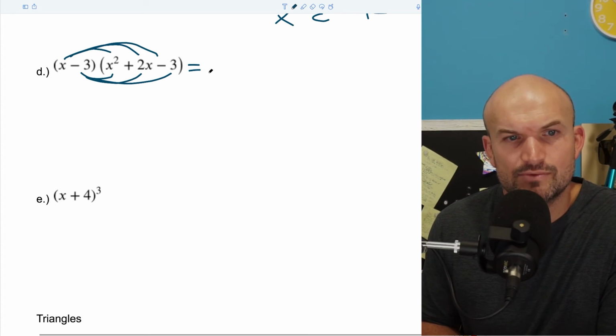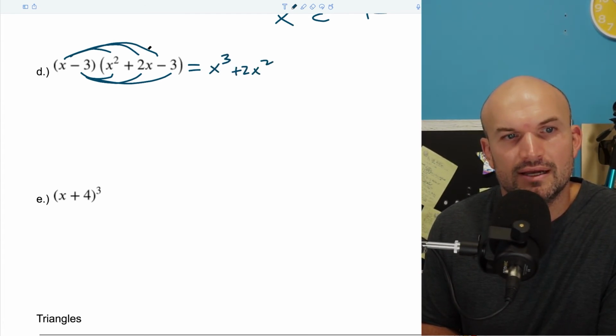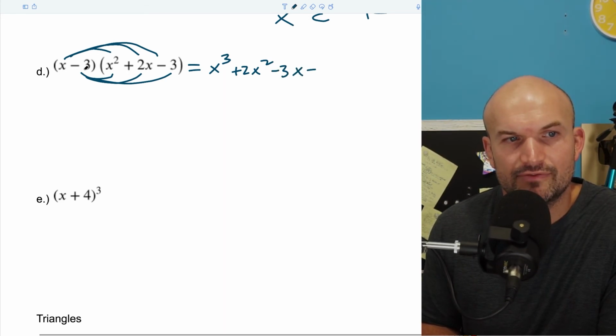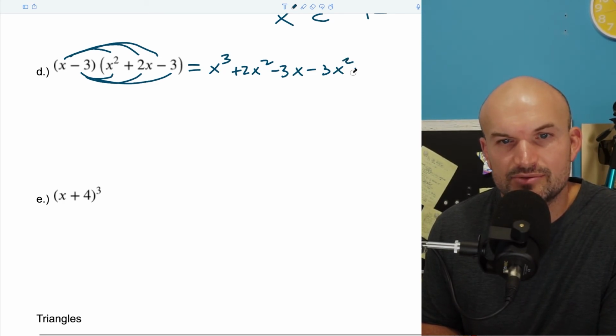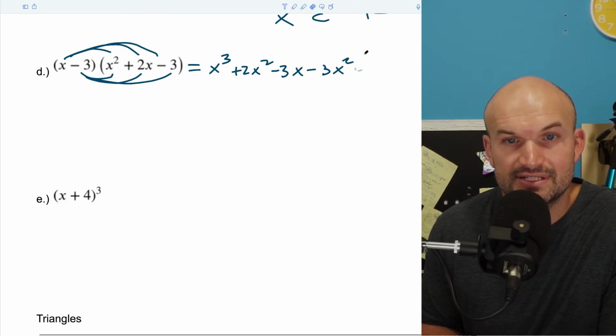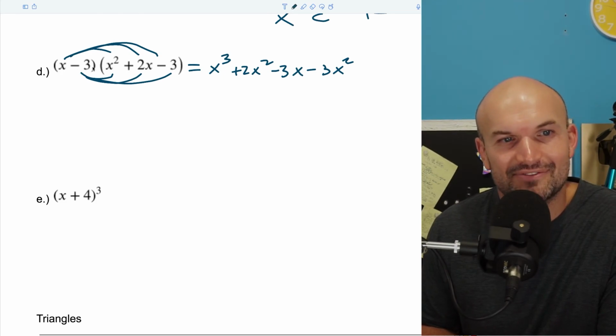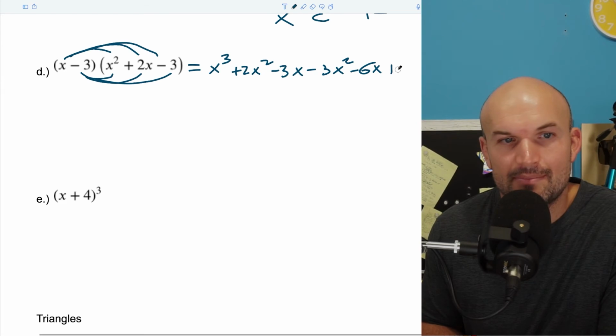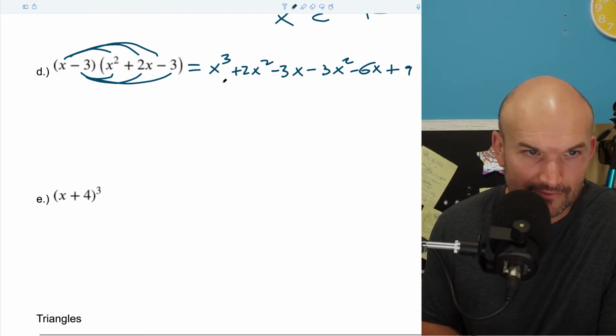So x times x squared is an x cubed. X times 2x is going to be a 2x squared. X times negative 3 is going to be a negative 3x. Negative 3 times x squared is a negative 3x squared. Negative 3 times 2x is going to be a negative 6x, I said it but I didn't write it. And negative 3 times negative 3 is going to be a positive 9. All right, so that's everything.